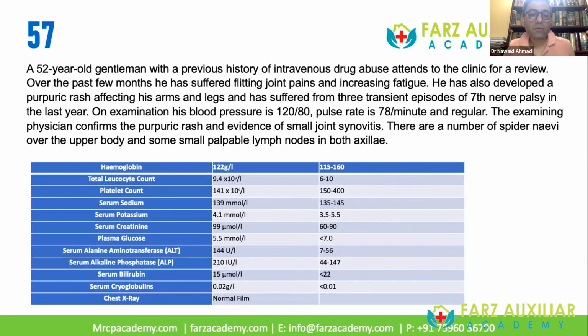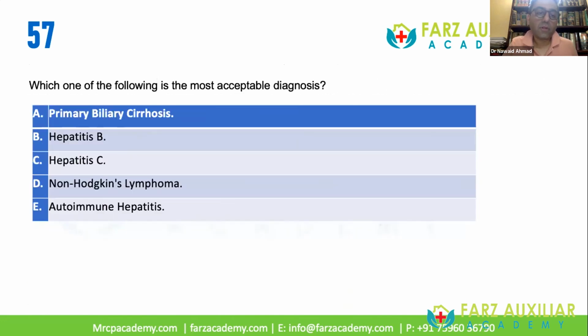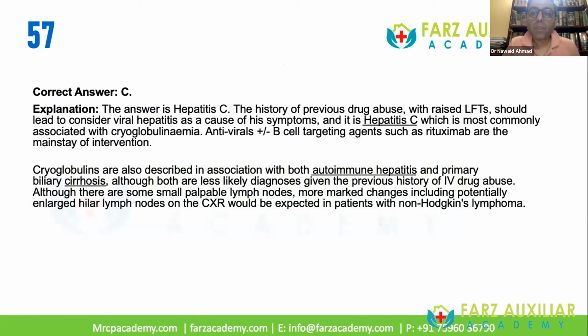Looking at the blood test results, you have a slightly low platelet count, creatinine is slightly high, ALT is very high, ALP is high, bilirubin is normal, cryoglobulin is normal, and the chest X-ray is normal. To summarize: IV drug abuse, big clue. Joint pains, fatigue, big clue. Transient episodes of 7th nerve palsy in the last year. So what is the correct answer here? This is likely to be hepatitis C.